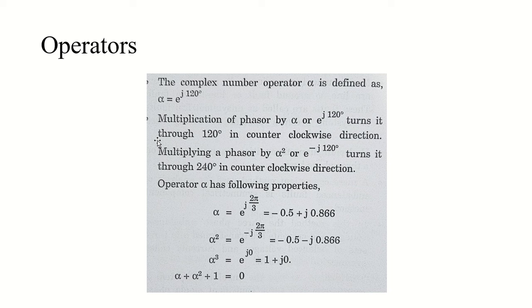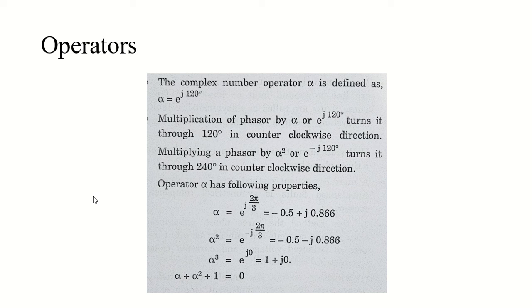So the operator's properties have been given here. Rather than calling them properties of the operator, I will call them the representation techniques of the operator. You can represent it in polar form, or you can represent it in complex form. Here they have represented it in exponential form first. So alpha is equal to e raised to j 2 pi by 3, or you can also write it as 0.5 plus j 0.866. I just converted my exponential term into a complex number.